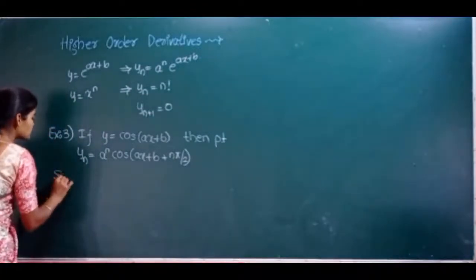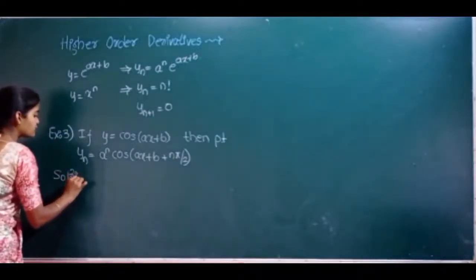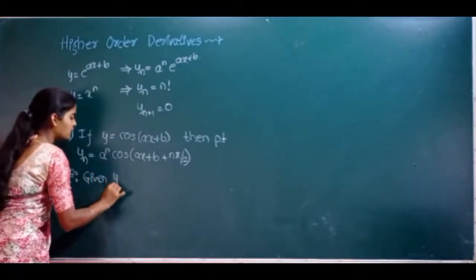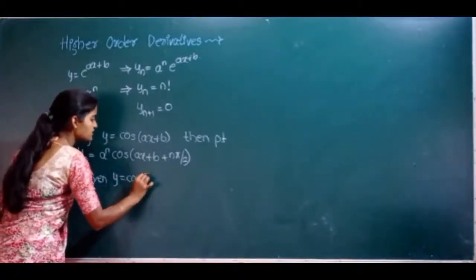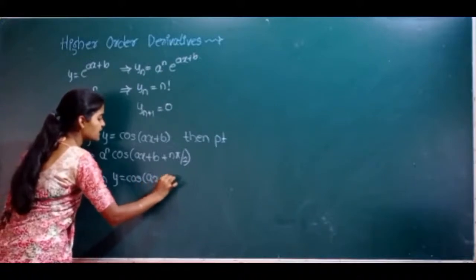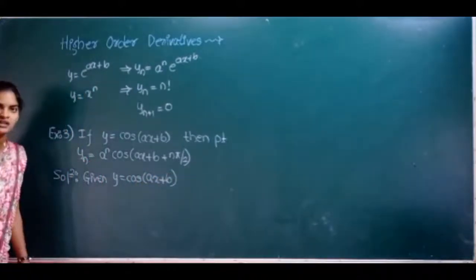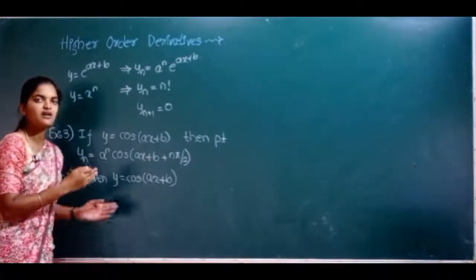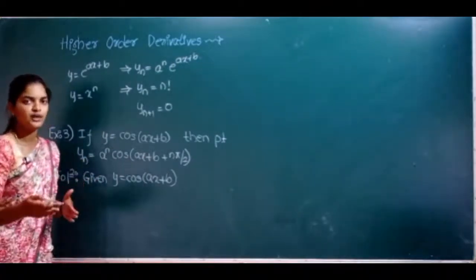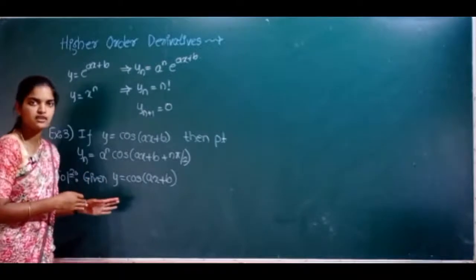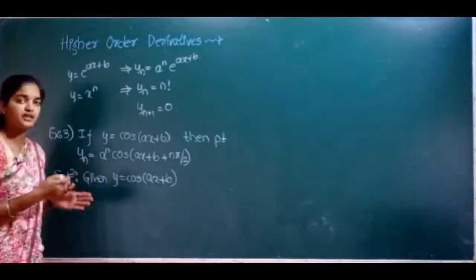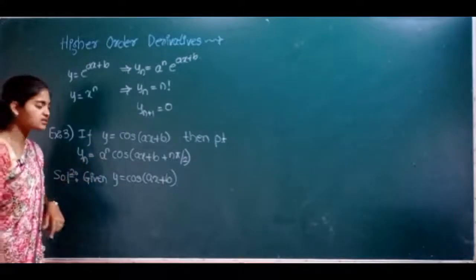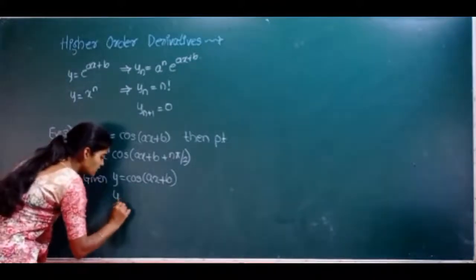In the solution, as I have already told you, our first step is to write the given function, that is, given y is equal to cos ax plus b, I will take it as it is. Next we have to get yn. For that we must get y1, y2, y3, the first 3 derivatives I will find. Then by generalizing them, I will write the nth derivative in general. Let us take first y1.